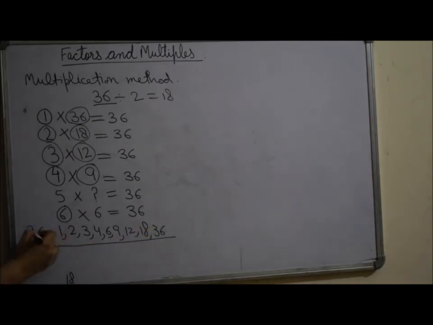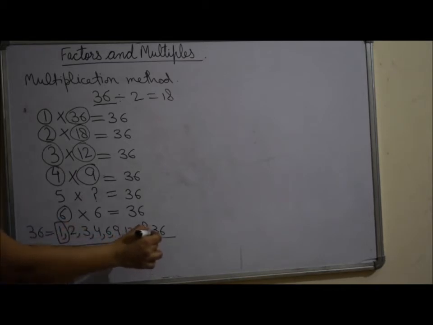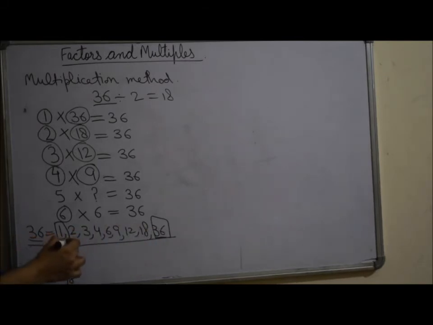So the lowest factor of any number is 1 and the highest factor of any number is the number itself. 36, highest factor is 36. Lowest factor is 1.